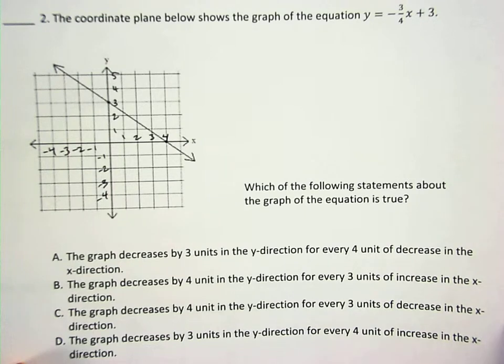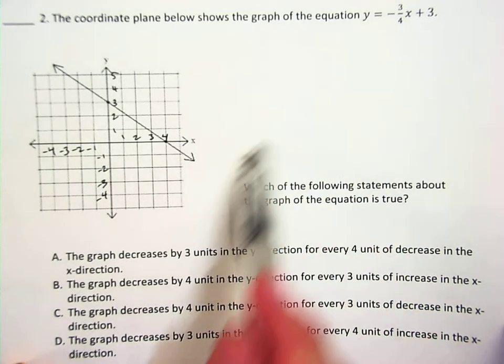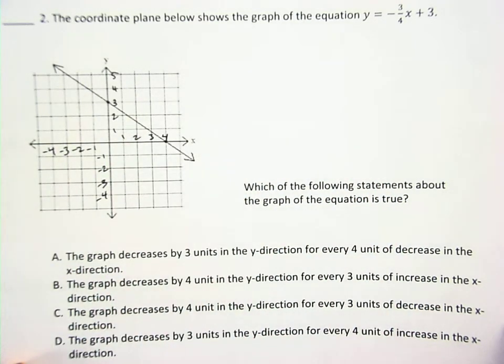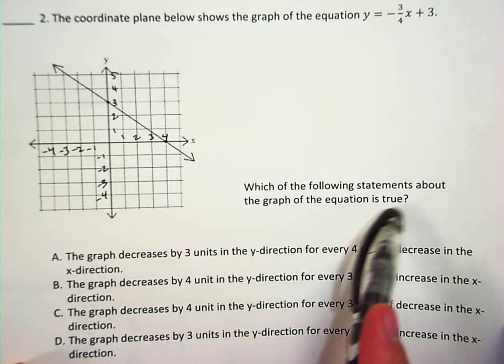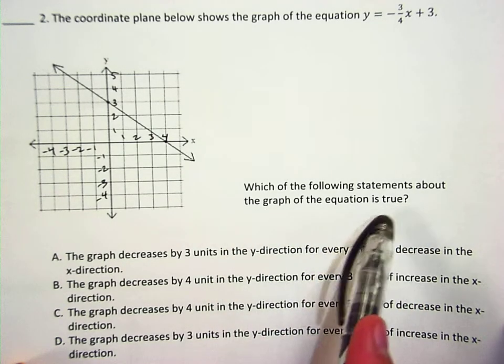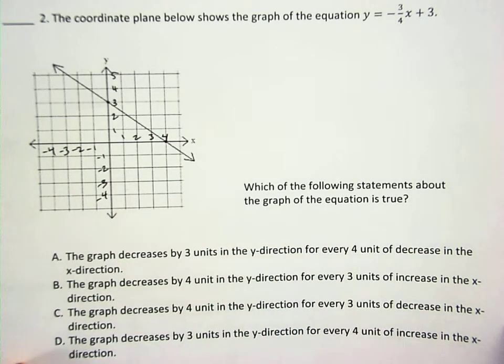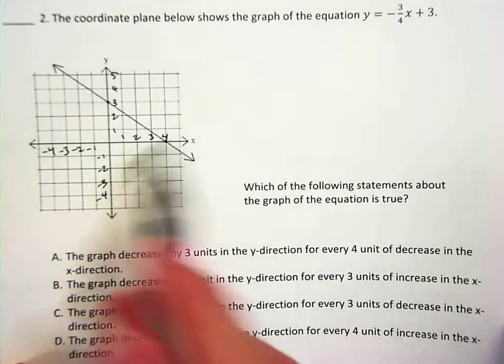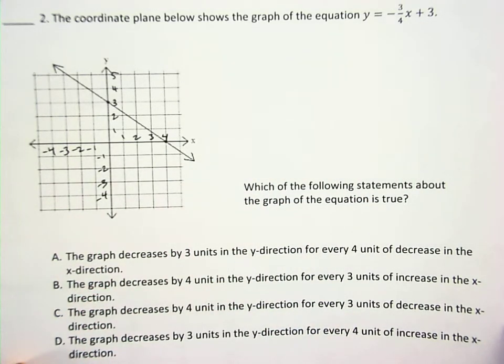All right, this next question is really just checking our understanding of what slope means, and especially when we have a negative slope. They're pretty generous in all that they've given us here. We have the equation, and we also have the graph that goes with that equation. So the question says, which of the following statements about the graph of the equation is true? All right, so we can work off of either the equation or the graph or both. We'll do both because that way you'll be able to decide which is easier for you.